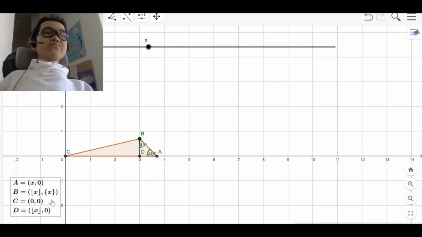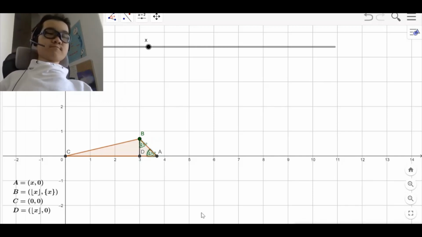So what do we notice? Well, we notice that B and D have the same x coordinate, and A and C have the same y coordinate. Therefore, BD is perpendicular to AC. What else do we notice? BD is equal to frac of x, and AD is equal to x minus the floor of x, which is also the frac of x. So ABD is an isosceles right triangle, hence the two 45-degree angles.